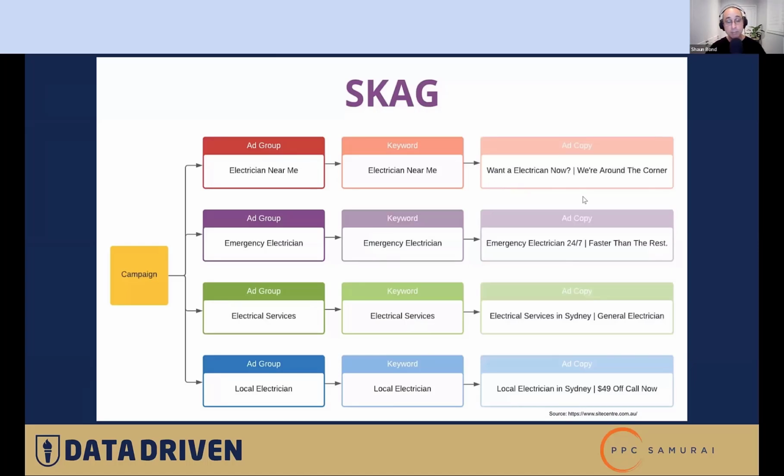And this is an example of a traditional SKAG structure. Where we've got a campaign here and you've got all of your individual ad groups with your individual keywords sitting in them. Again, these might be multiple match types. And then you have an ad that speaks specifically to this keyword. So that's a pretty traditional single keyword ad group structure.